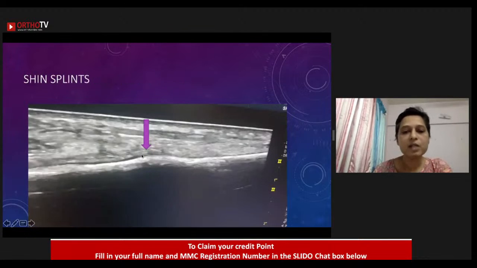This is another case of shin splint. This patient was an athlete. She was a runner and developed pain on the shin.